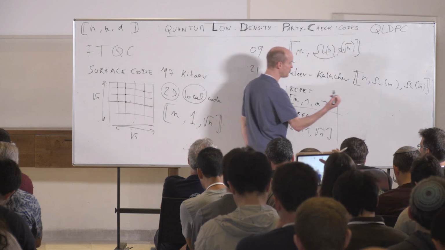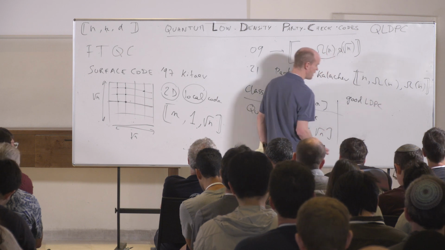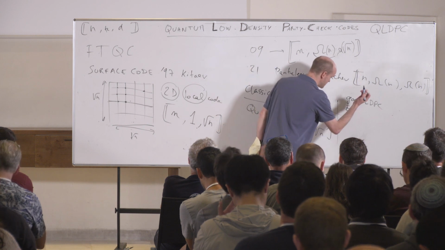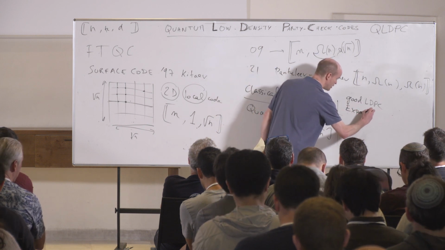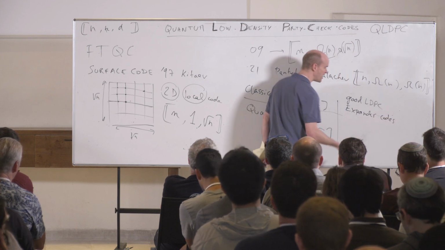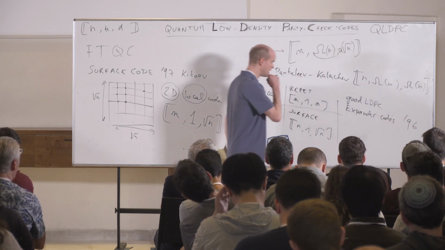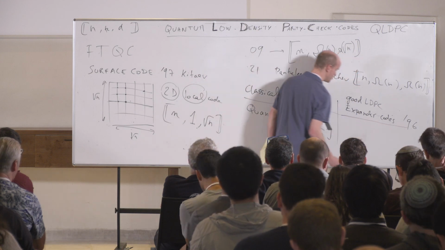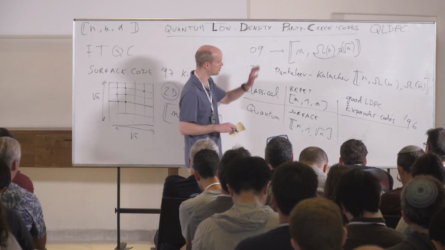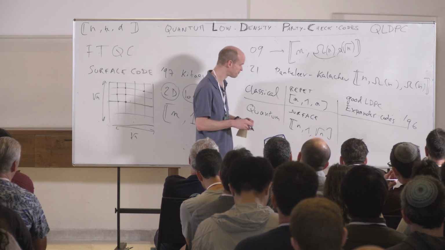In the classical world, we know how to do that. We have good LDPC codes. The good LDPC codes that we have are called expander codes, or at least that's one family of good LDPC codes. They were devised by Sipser and Spielman, around 96. And they're really, really good. It was a surprise when these codes appeared. They are explicit codes which are good, and they come with an efficient decoding algorithm.